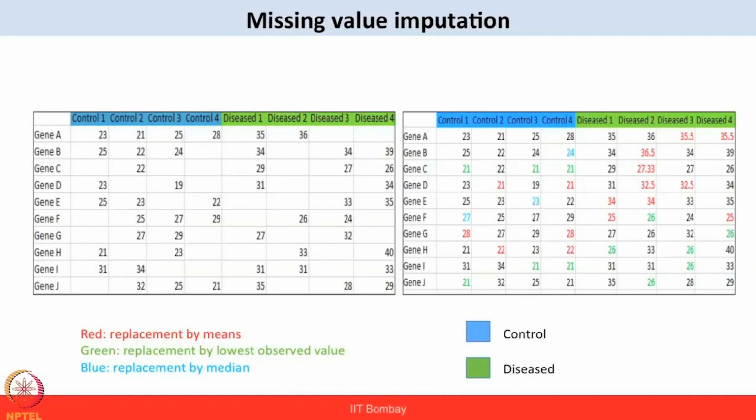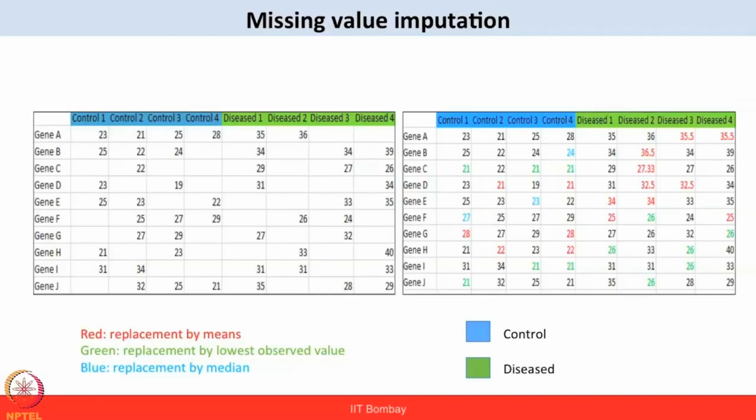As you can see, on the right hand side there is replacement by means, that is, the red ones are replaced by the value of the mean. If you see the diseased category on the right hand side, 35 and 36 are the values for diseased 1 and diseased 2 samples, but the diseased 3 and diseased 4 samples are missing. These values can be imputed with the mean of the first 2 diseased values. The mean value is 35.5 and we can impute with it. So this is a method of imputation using mean values.